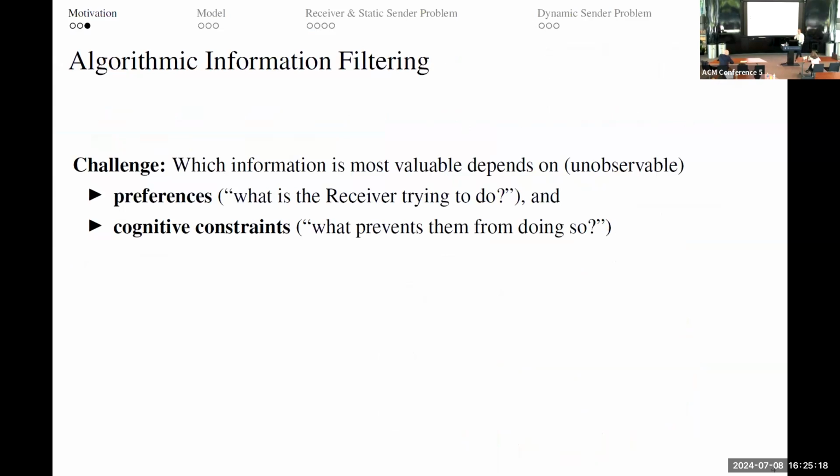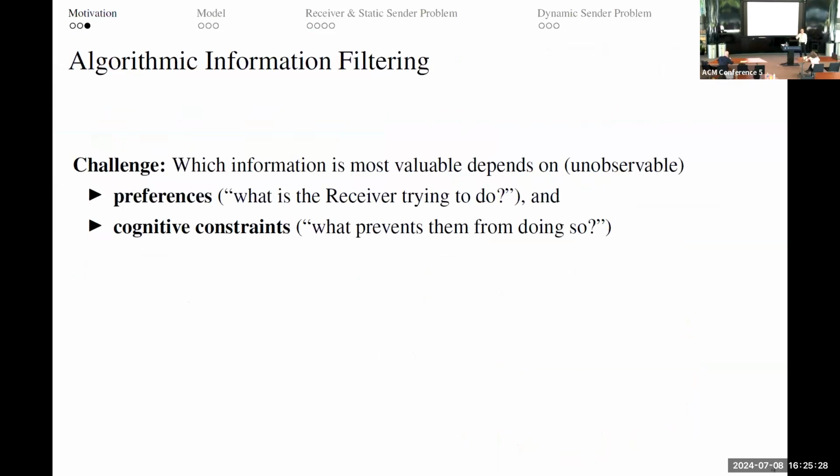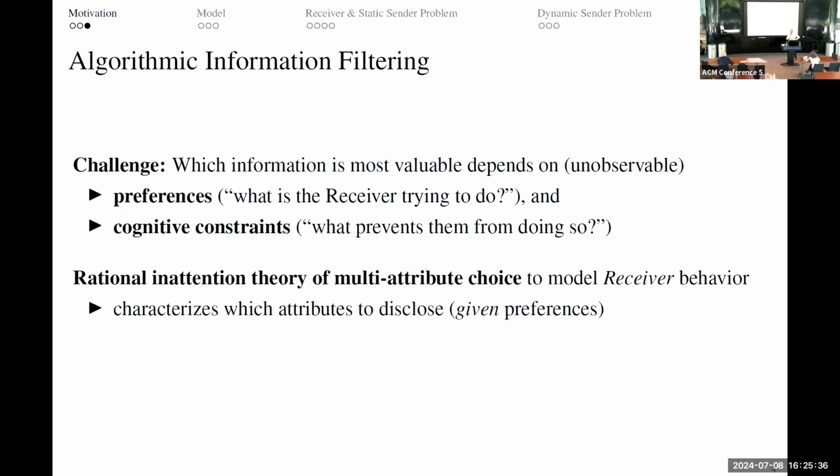And the difficulty is that we're assuming that Alice does not have access to Bob's preferences. Instead, she has to infer the preferences as well as the cognitive constraints by learning through repeated interaction from the receiver's choices about the preferences.